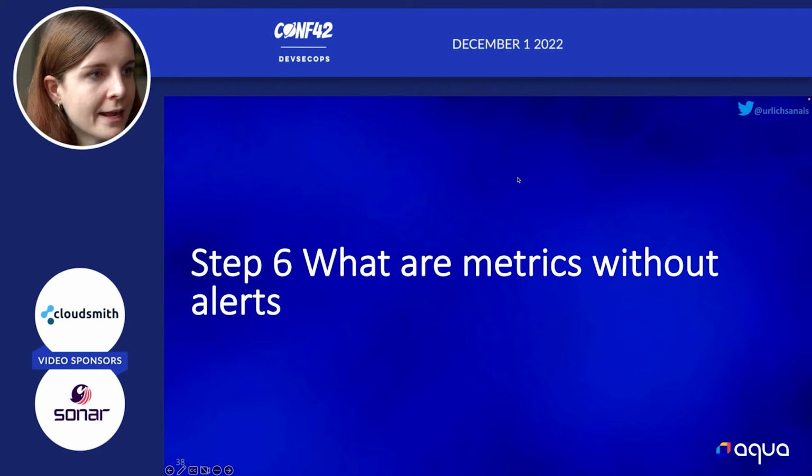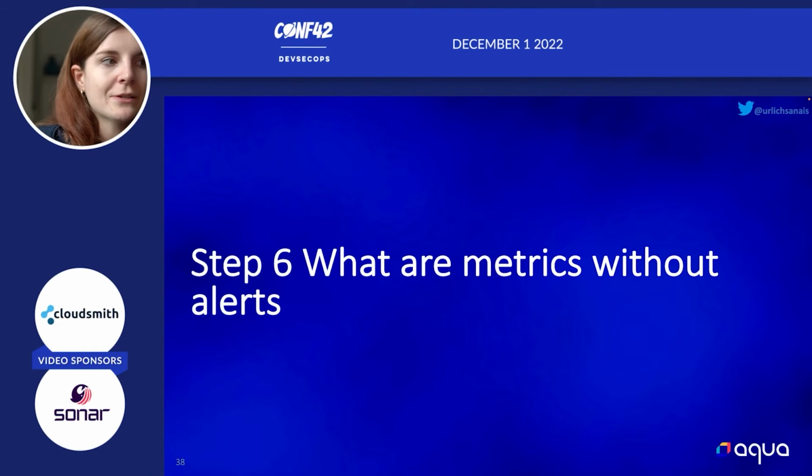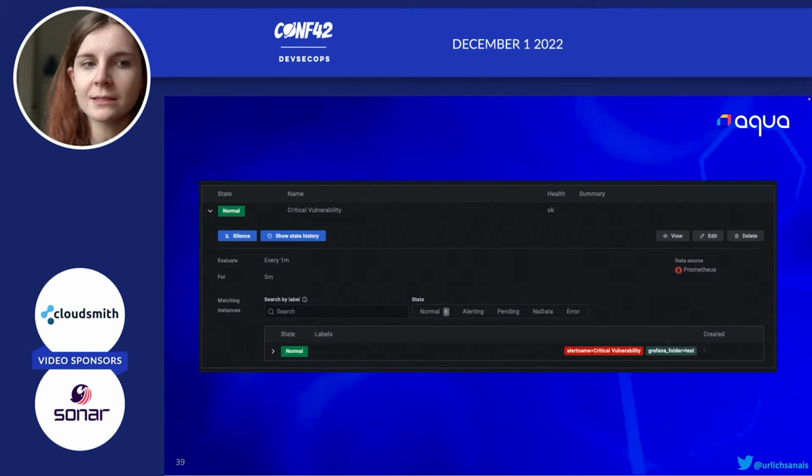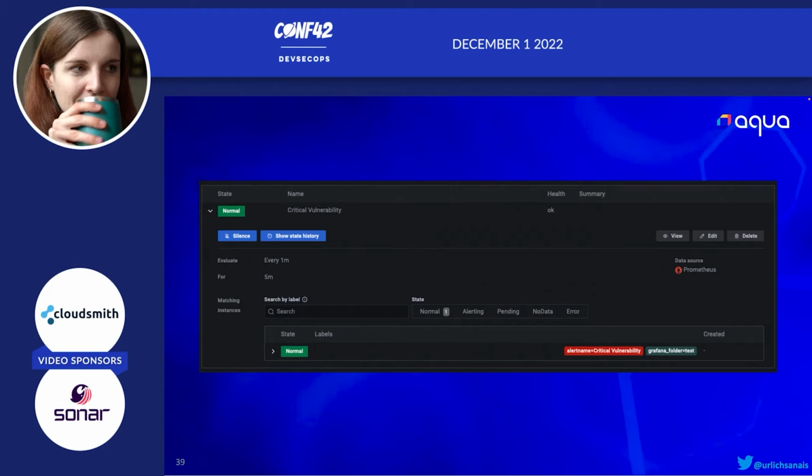So, next thing. Step 6. What are metrics without alerts? The thing is, and this is related to what I said earlier about automation, that I want to talk a little bit more about automation after I take a sip of coffee.